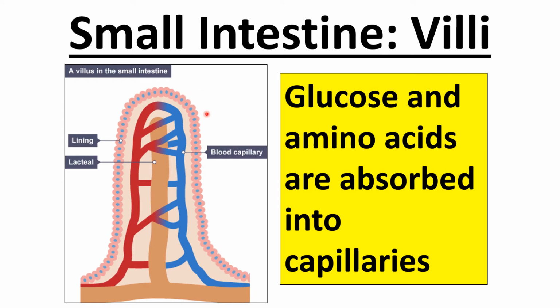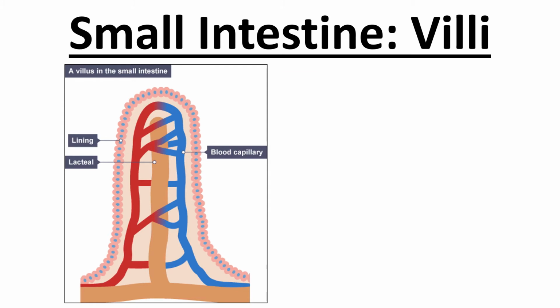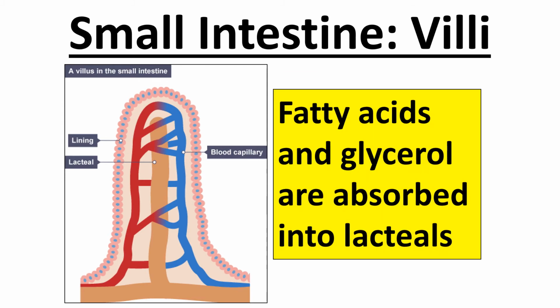Now the glucose and amino acids, they go into the blood. So they go into the blood capillaries here. So imagine them moving across. The fatty acids and the glycerol, on the other hand, they go into this structure here called the lacteal. Okay, so fatty acids and glycerol into lacteals in the middle, and then the glucose and amino acids go into the blood capillary, into the bloodstream directly.